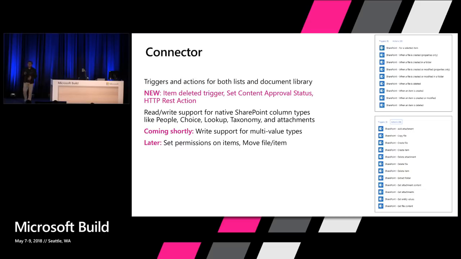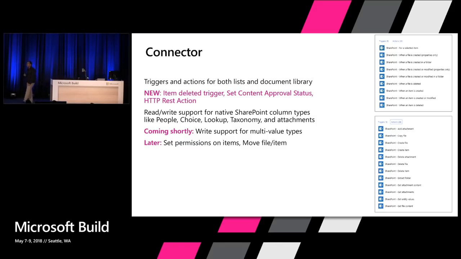I'm pleased to announce that just last week, we released the item deleted trigger. A lot of people have been asking for that. We also added support for setting content approval status. So those of you that are using content approvals in SharePoint, you can now use Flow to change the status.